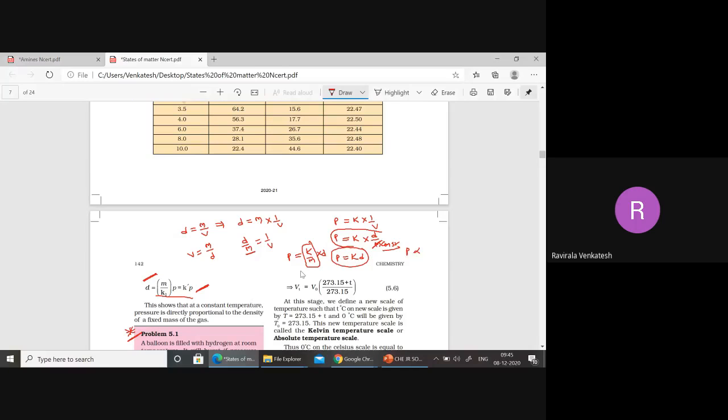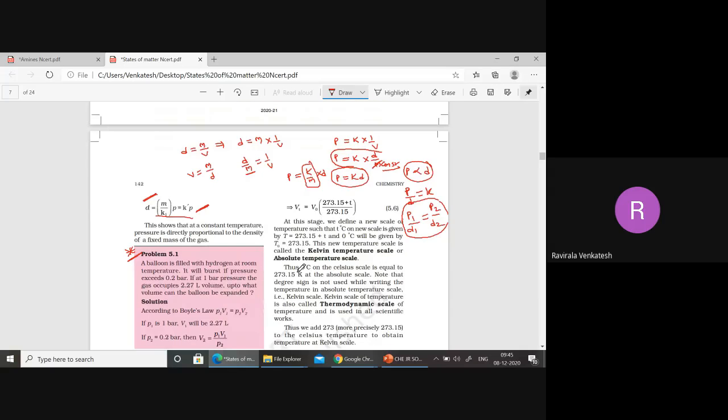Now what formula are you getting? P is directly proportional to density. The formula will be P by D is equal to constant. So we can write P1 D1 is equal to P2 D2. Okay, this is the formula we are going to get with respect to density. This we have derived, so derive this formula also in your textbook.